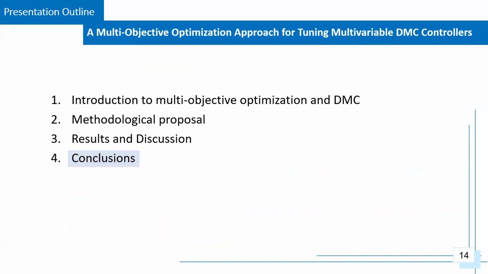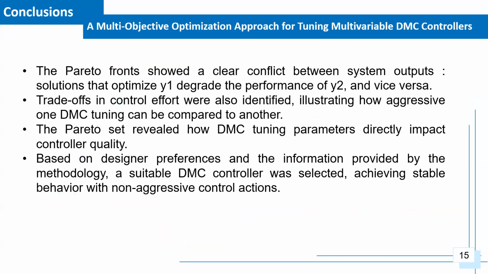Finally, the conclusions. A framework for tuning multivariable DMC controllers using a multi-objective optimization approach was proposed. First conclusion, the Pareto fronts show a clear conflict between system outputs: solutions that optimize Y1 degrade the performance of Y2, and vice versa.